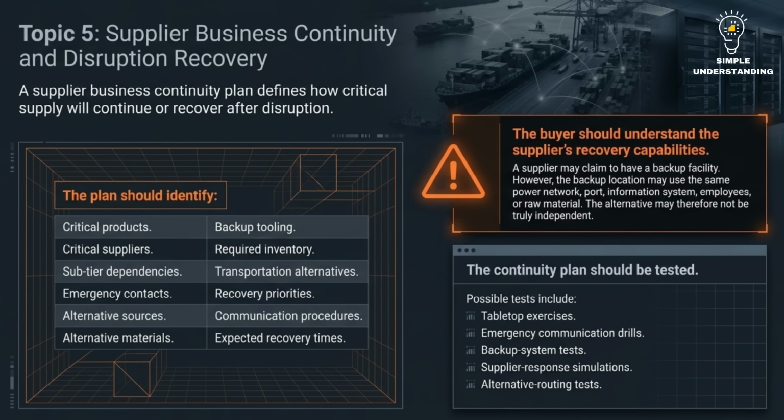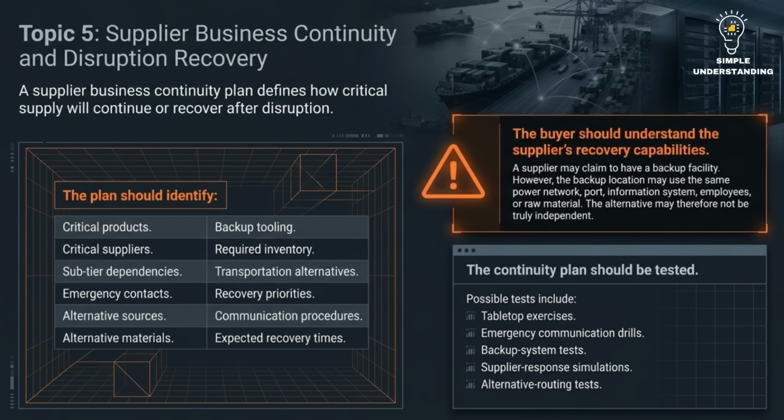Topic 5. Supplier business continuity and disruption recovery. A supplier business continuity plan defines how critical supply will continue or recover after disruption. The plan should identify critical products, critical suppliers, sub-tier dependencies, emergency contacts, alternative sources, alternative materials, backup tooling, required inventory, transportation alternatives, recovery priorities, communication procedures, and expected recovery times. The buyer should understand the supplier's recovery capabilities.